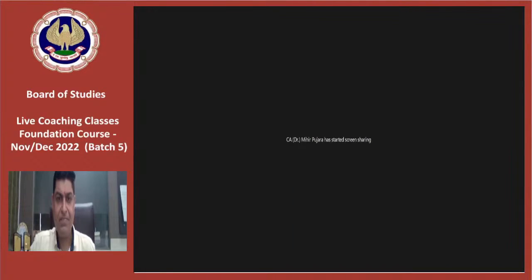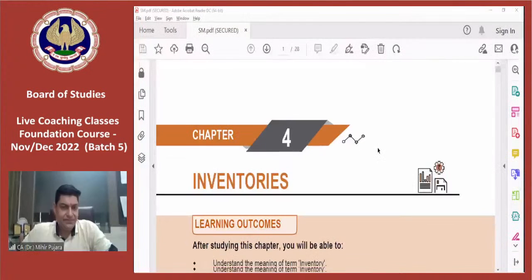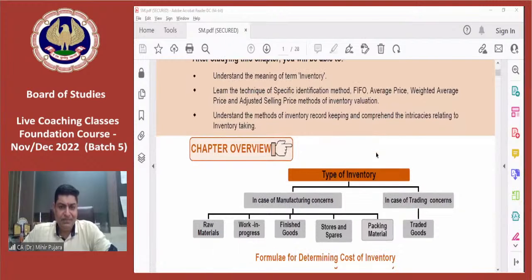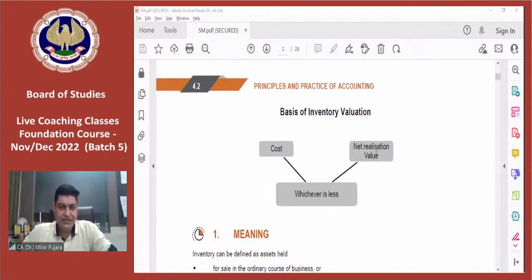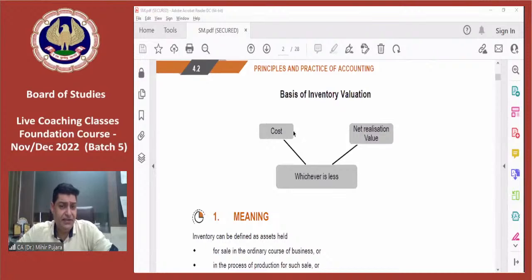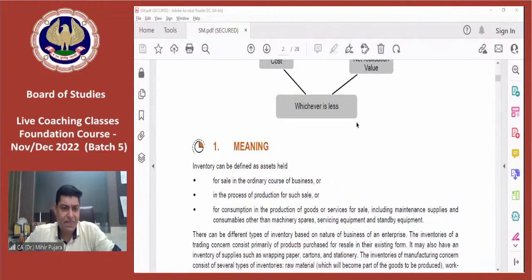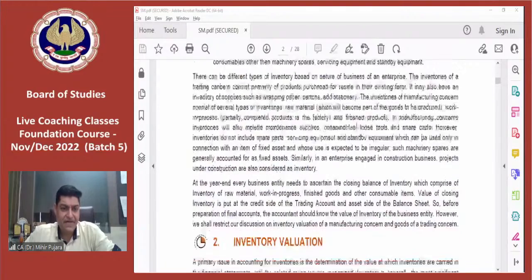So guys, in the last session we understood first of all this basic formula, the basic valuation criteria, which is a part of many other chapters also, like final accounts. Even in consignment, you are following the same concept.